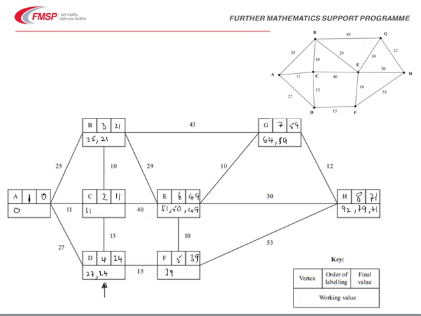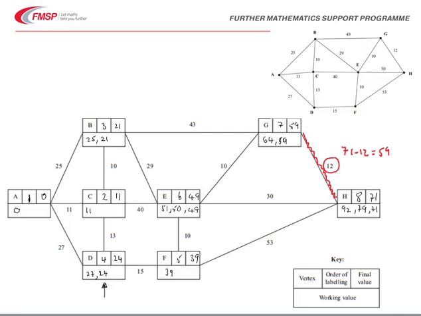We can see that it's going to have a length of 71 kilometers, and to work out what its path is, we work backwards from H and subtract the length of an arc. For example, the 12 here, 71 minus 12 is 59. So because 71 minus 12 is equal to 59, in other words, the difference between the final values is equal to the length of the arc, or the weight on the arc, then that is an arc on the shortest path.